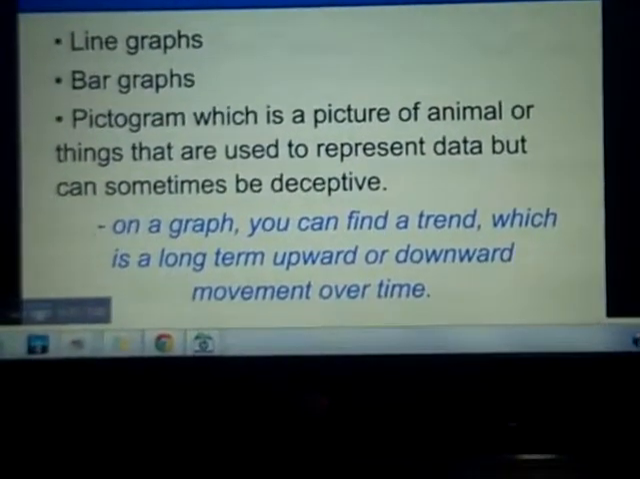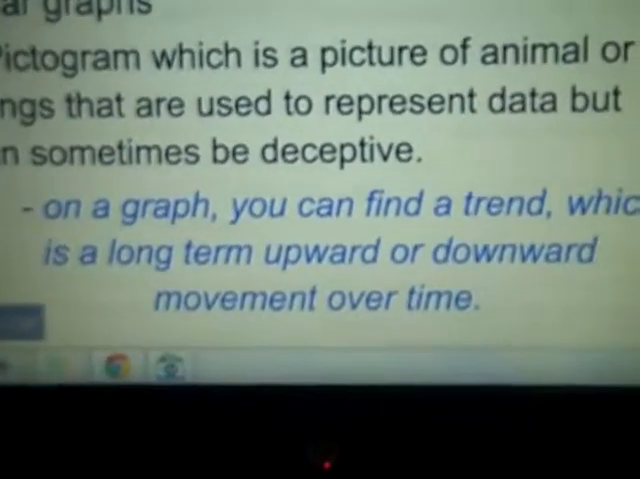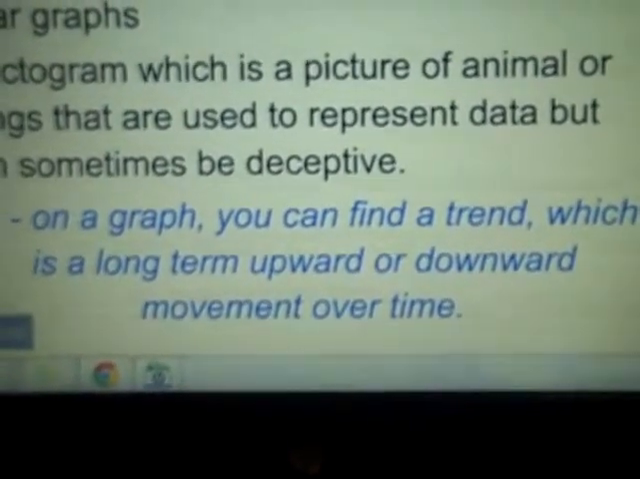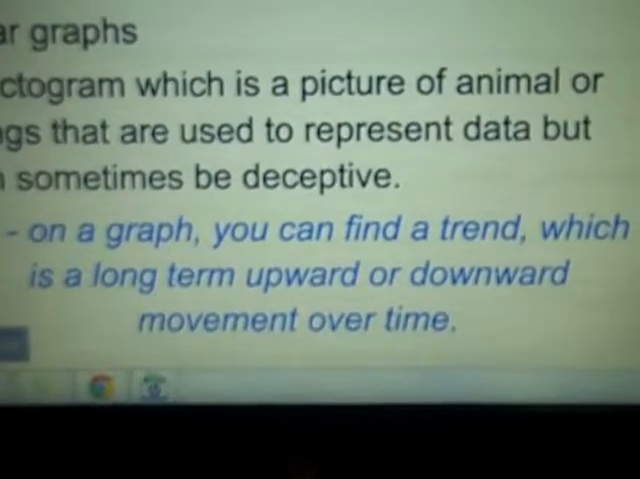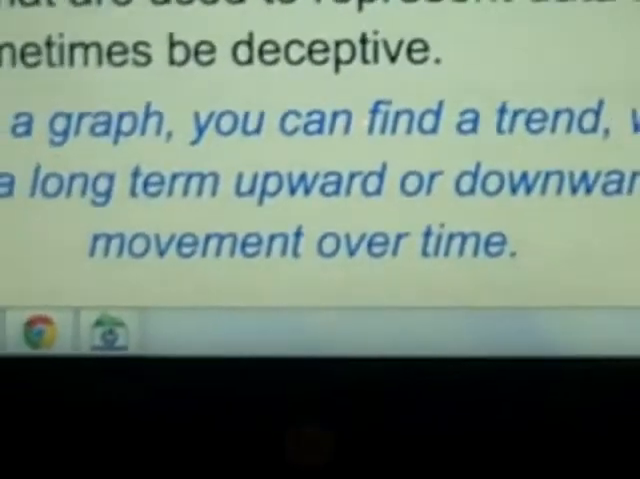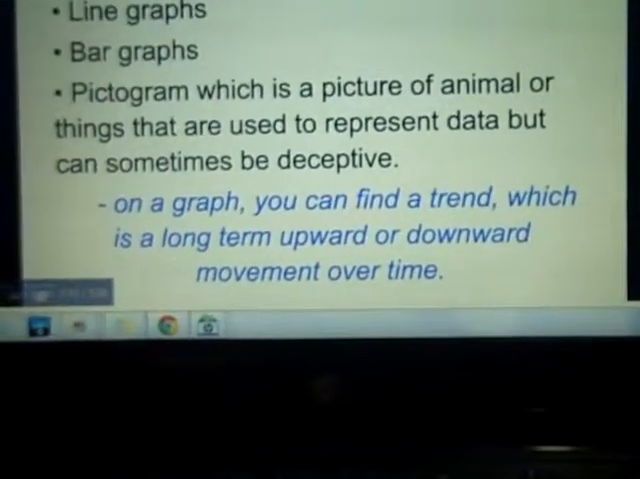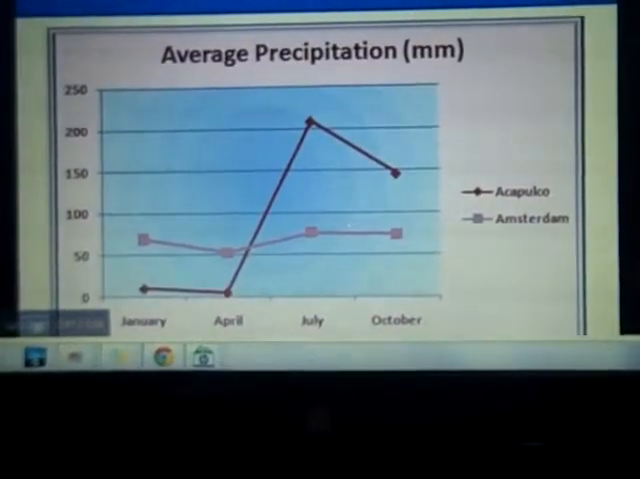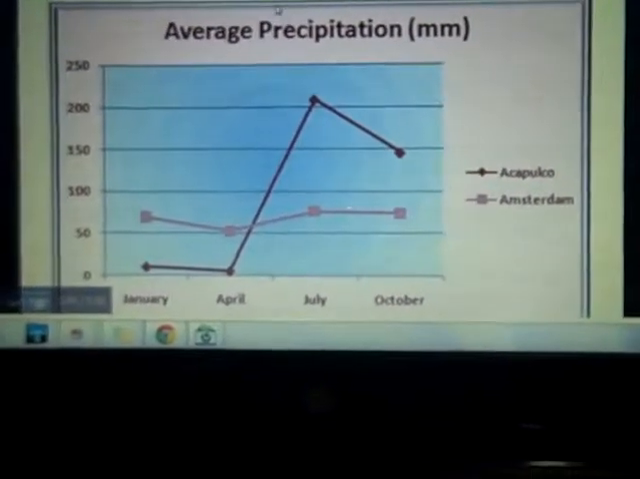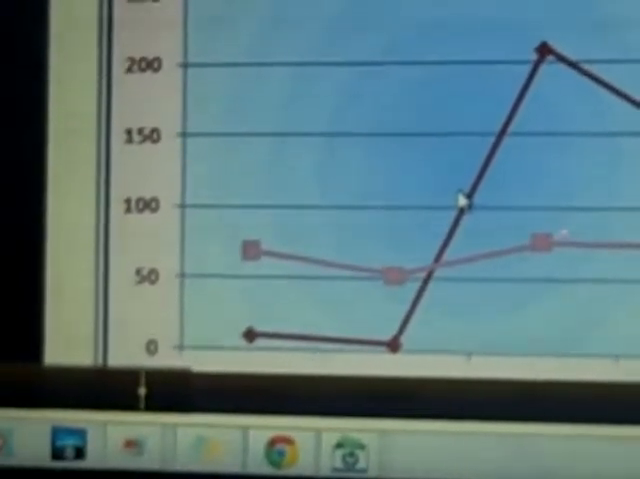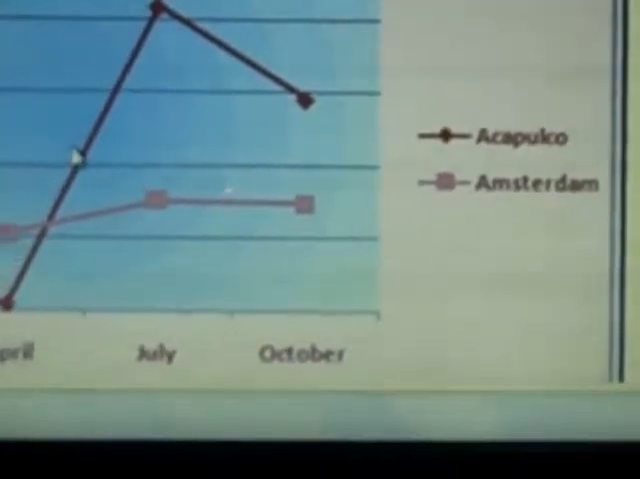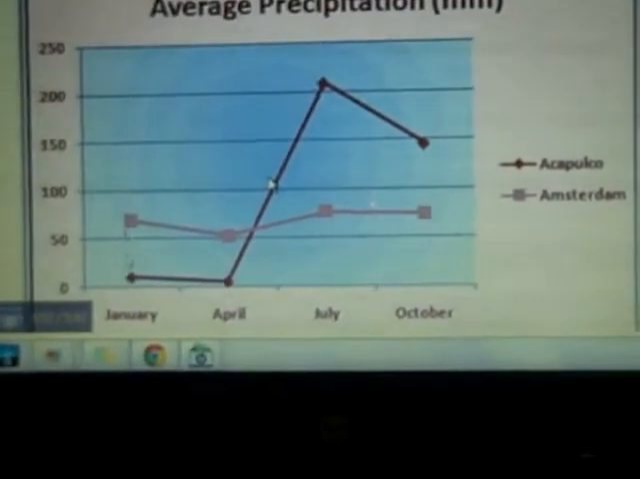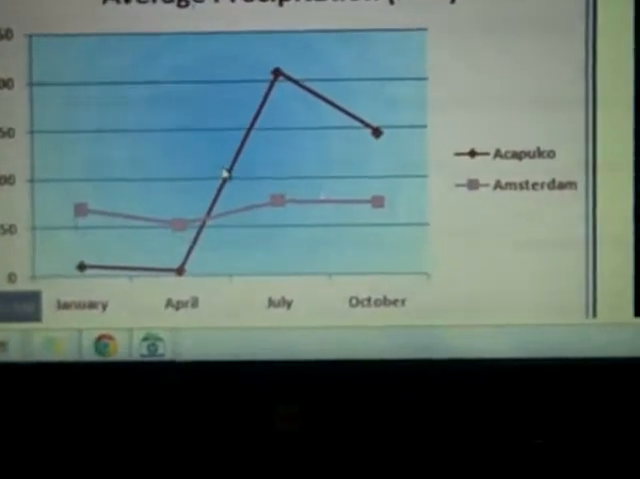They use a picture of an animal or things to show the data, but sometimes they can be tricky. On a graph, sometimes you can notice there is a trend, which is an upward trend or a downward trend. It's a trend over a period of time. Here's an example of a line graph, and the line graph shows the change over time. Here's an example of average precipitation. It shows how it changes over time from month to month, so that's an example of a line graph.